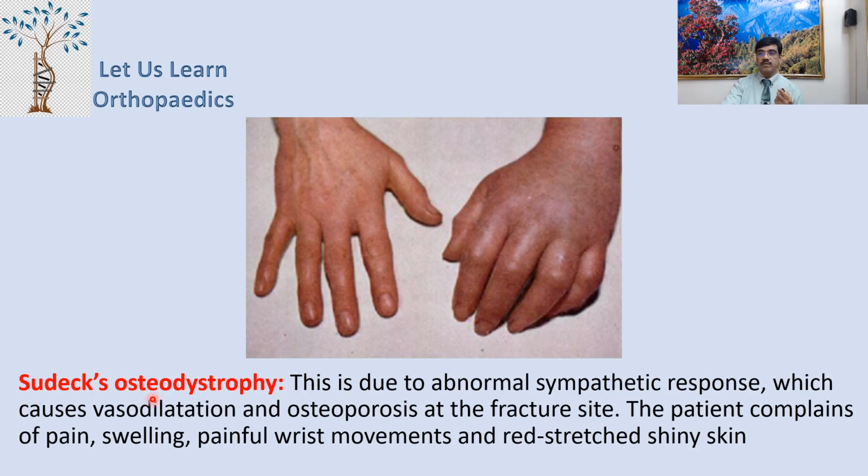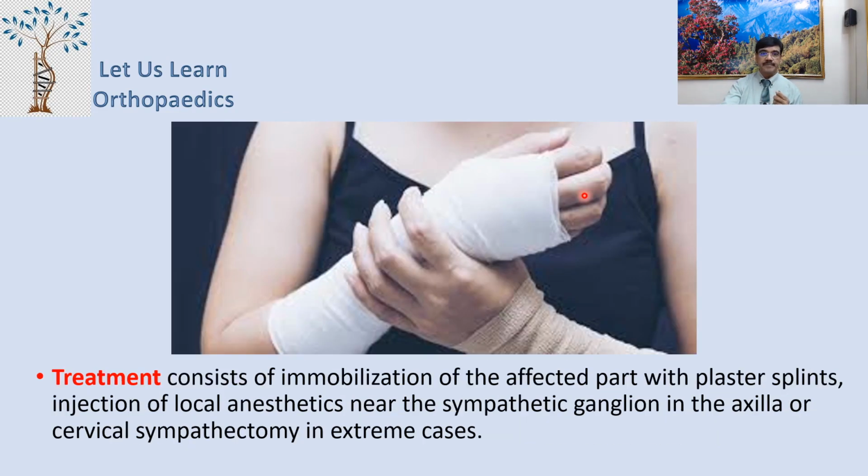Another complication of the Colles fracture is Sudeck's osteodystrophy. Now, this is due to abnormal sympathetic response, which causes vasodilation, as you can see, the swelling here, and osteoporosis at the fracture site. The patient complains of pain, swelling, painful wrist movement, and red, stretched, shiny skin. You can compare the normal side along with the diseased side.